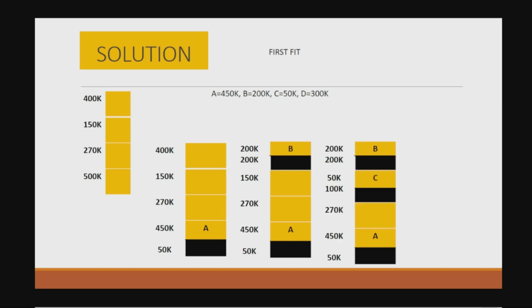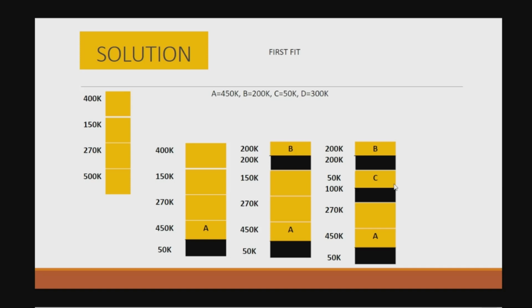The next process that comes is process C. Process C is 50k. The first fit algorithm goes here, but it is already being used, so it goes to another block. This block contains 150k, and process C only consists of 50k. So 50k is used by process C, and the balance of 100k is unused and cannot be used by the other process until process C releases this memory.